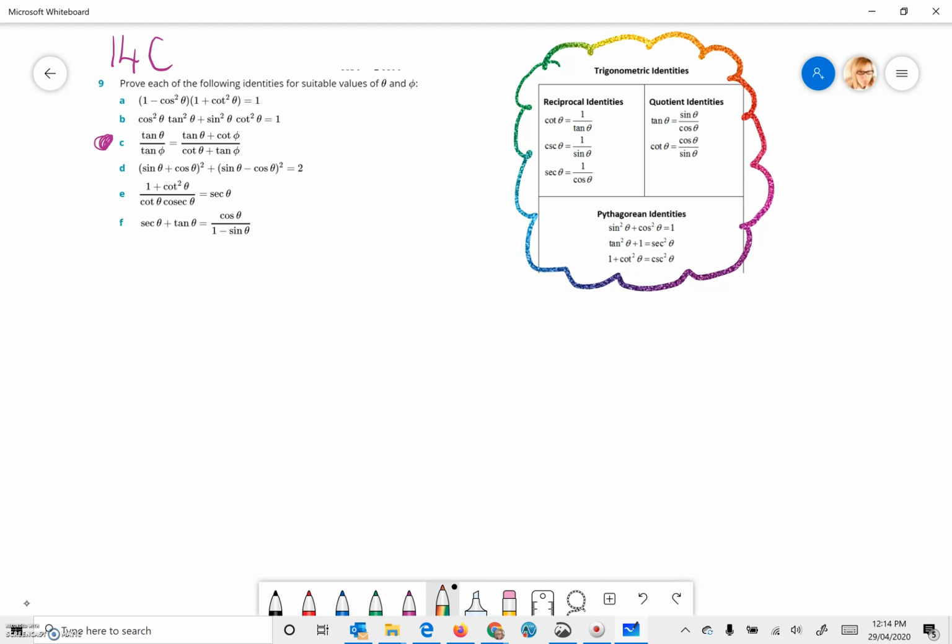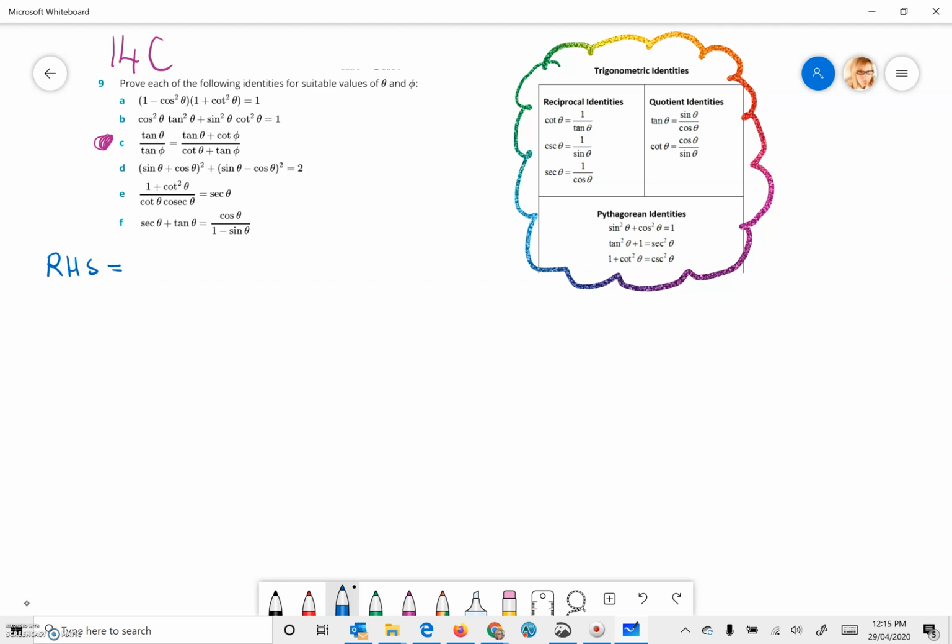It's a really good tactic to start with the more complicated side and see if you can simplify it to the other side. Be very careful. There are both thetas and a phi there. So be very careful how you're drawing them. I'm going to try and be very careful as well. Okay, so let's start with our right-hand side.